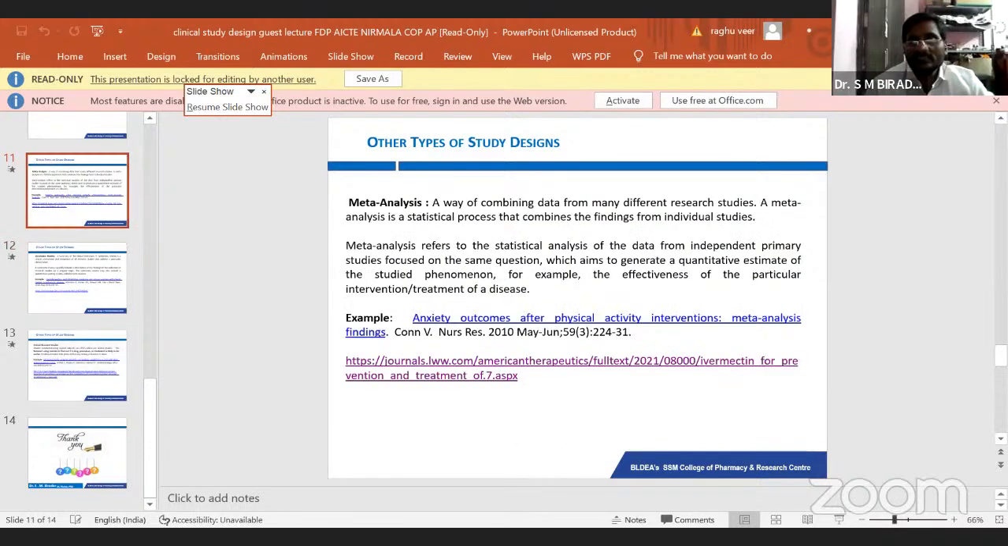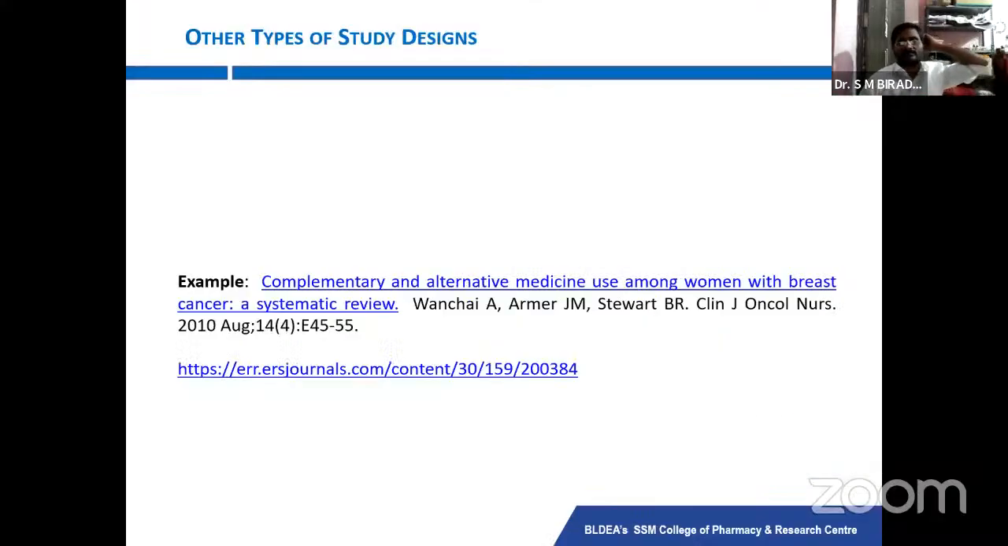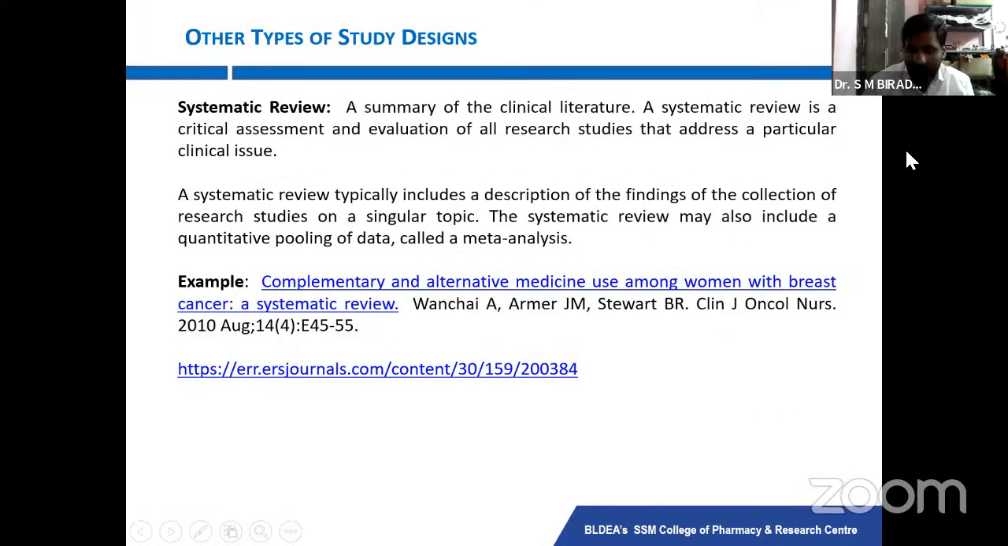Okay. So this is what it is, the meta-analysis. Then what is a systematic review? So it is one type of clinical research. As the name indicates, it is a review process. Review is nothing but a relook at the same topic, at what was previously done on it. So it is a summary of clinical literature.